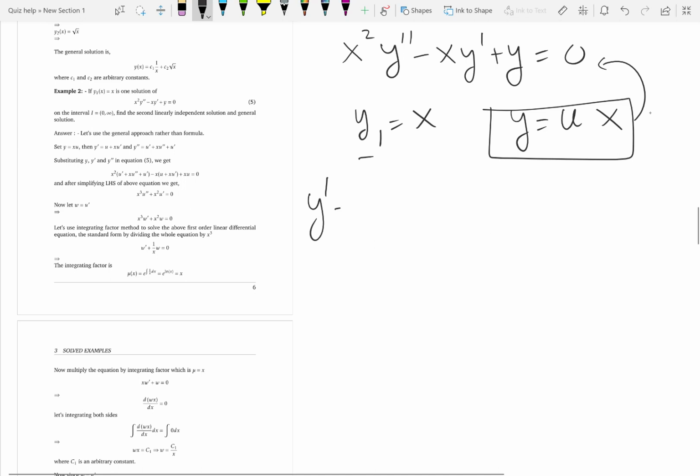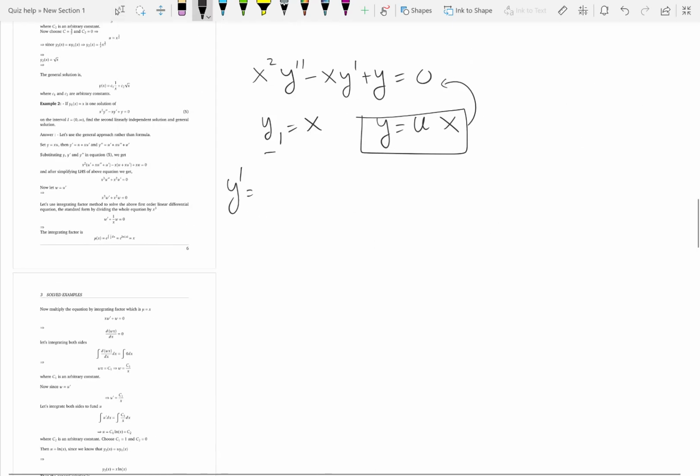So for y prime, we have to apply the product rule here. In the product rule, you differentiate u, which gives u prime, and keep x unchanged. Now for the x term, you keep u unchanged and differentiate x, that's 1. Now you find y double prime, where you apply the product rule again. If you use the product rule here, you get u double prime, keep x unchanged. Now you keep u prime unchanged and differentiate x, which is 1. Now you don't use the product rule differentiating u because it's just a single function, you get u prime. So we found y prime and y double prime.